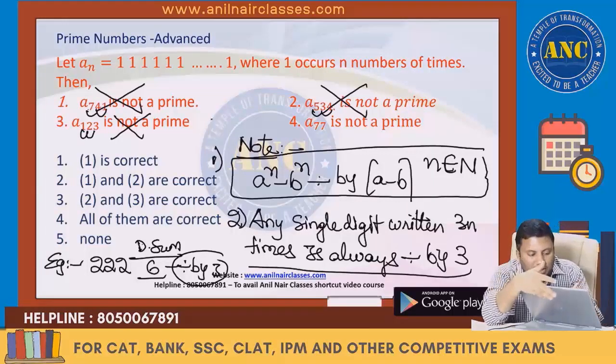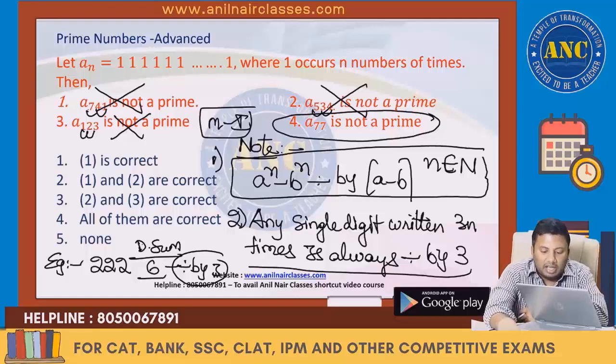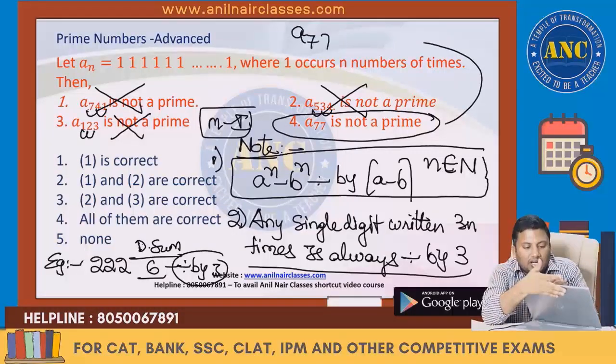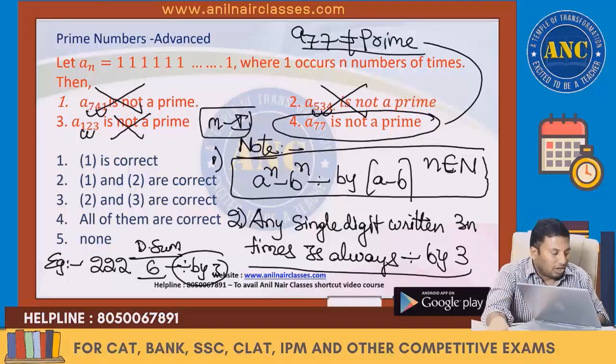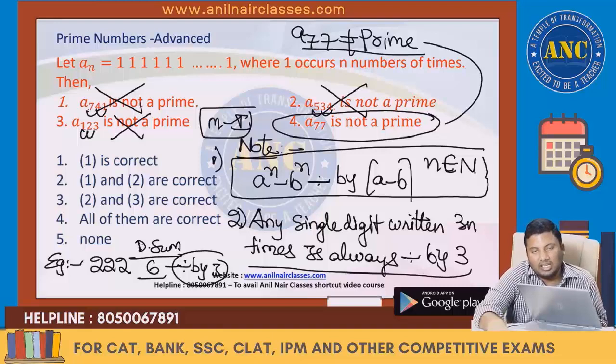I will do method 1 and method 2. Method 1. Answer: A777 is not a prime number. 3 we have said, right? So I tick marked 4. I will tell you why A777 is not a prime number; that also we will discuss. Any single digit written 3n times is always divisible by 3. A power n minus b power n is always divisible by a minus b if n is a natural number.